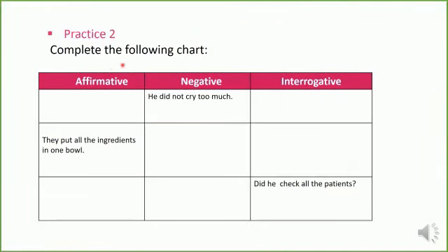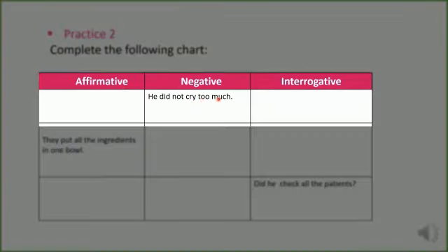Practice 2. Complete the following chart. Affirmative, negative, interrogative. He did not cry too much. Let us change it into the affirmative form. This is a negative sentence. It has the negative word not. So we have to cross out did not, and write the verb cry in the simple past tense. He cried too much. Okay?